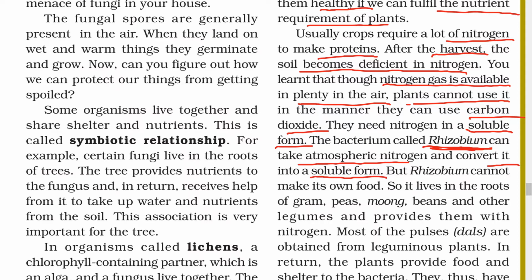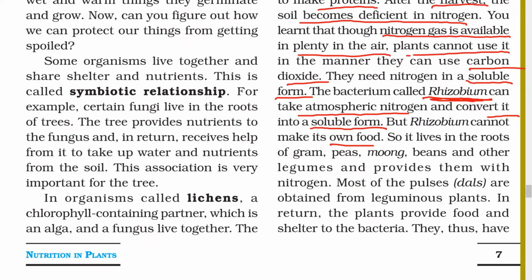But Rhizobium cannot make its own food. So, this Rhizobium bacterium lives in the roots of gram plant, peas plant, moong plant, beans plant and other leguminous plants, for example, groundnut plant, and they provide soluble nitrogen to the plant. So, most of the pulses, that is dals that we use at home, are obtained from leguminous plants. And in return, plants provide food and shelter to the bacteria. So by this we can come to know this is an excellent example of a symbiotic relationship.